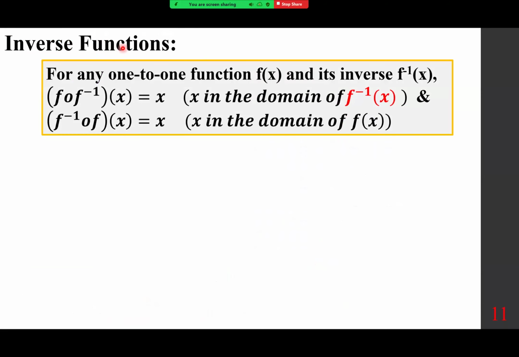Inverse functions. For any one-to-one function f of x and its inverse f inverse of x, f of f inverse of x equals x, and f inverse of f of x equals x. In the first case, x is in the domain of f inverse. In the second case, x is in the domain of f. You look at this function, this means f of f inverse, that's one.